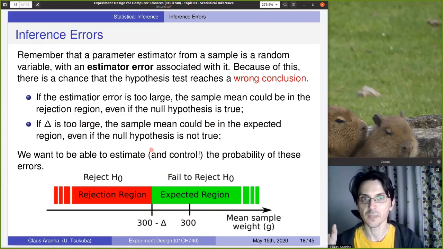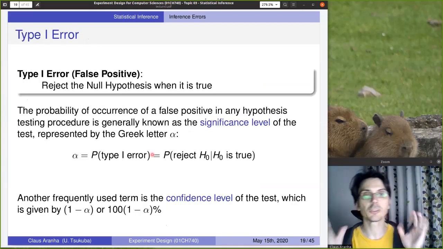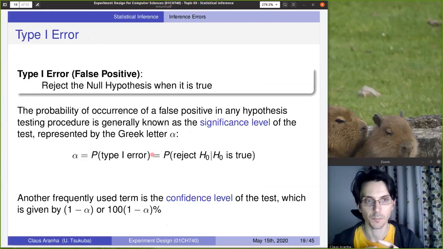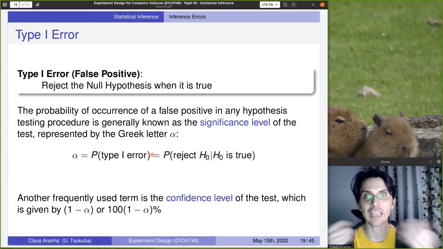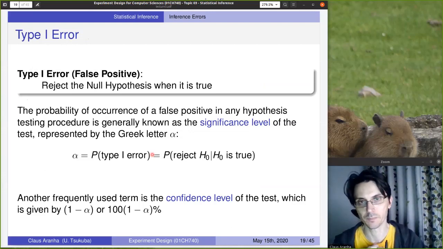Okay, so we want to estimate and control the probability of these errors. There are two types of errors that we want to control: the type 1 error and the type 2 error. The type 1 error is the false positive. The type 1 error happens when we reject the null hypothesis when the null hypothesis is true.